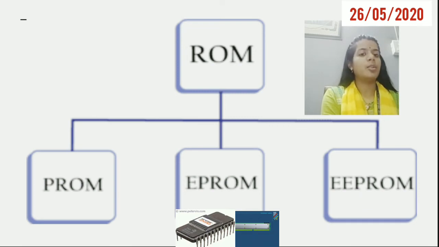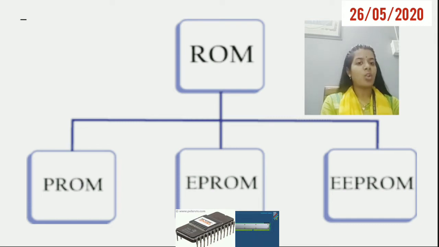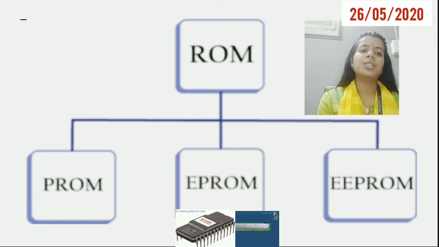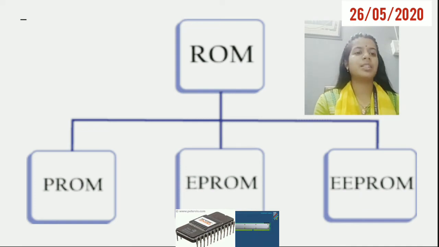You have learned that in PROM, data are recorded and cannot be changed. Then you have learned that in EPROM, data can be stored and can be erased by exposing it to ultraviolet light. Whereas in EEPROM, the information written on it can be erased by using electric signals.